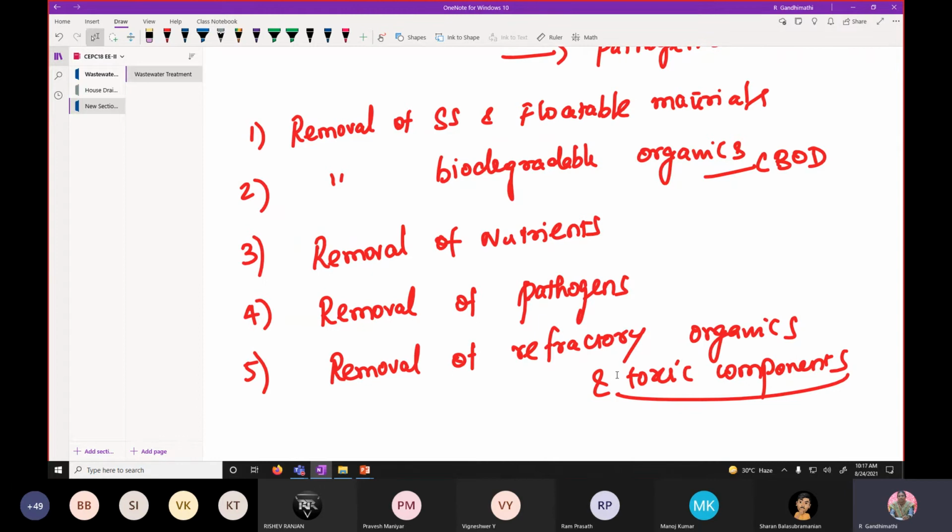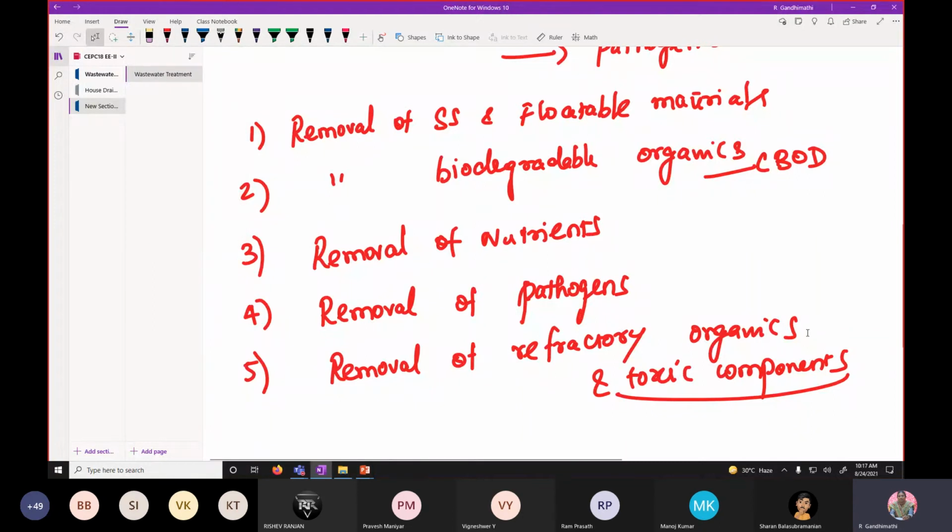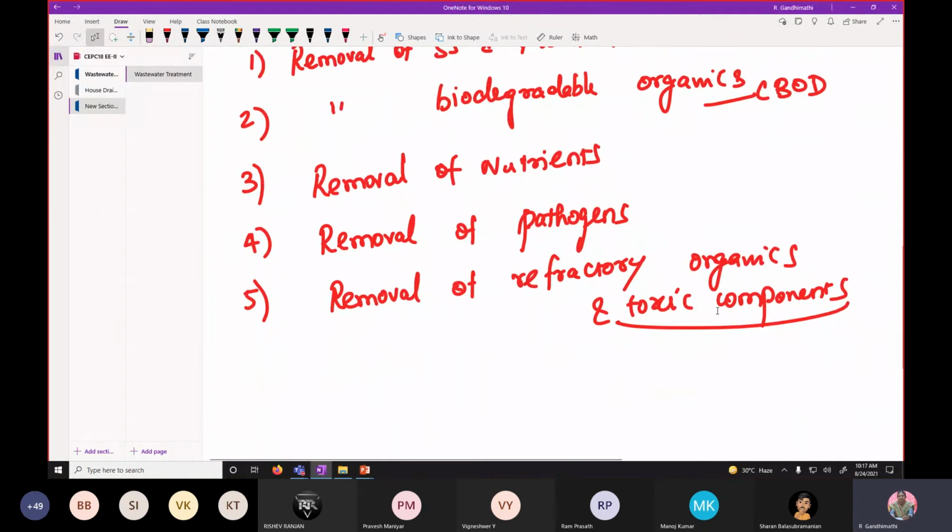What is refractory organics? Students, what is a dye component? It is organic, but difficult to degrade by microorganisms. That is called refractory organics. It does not have any biodegradable portion. That's why it is called refractory organics.